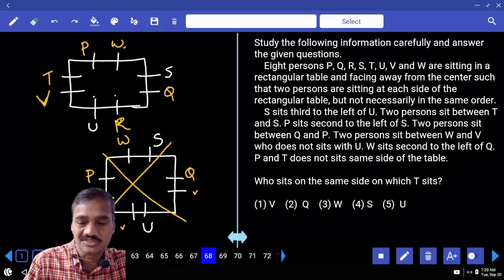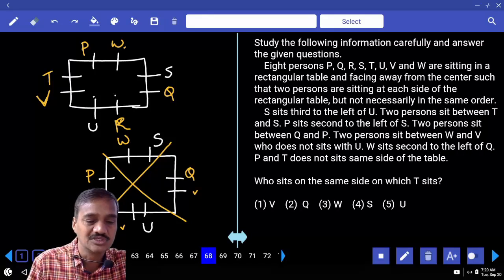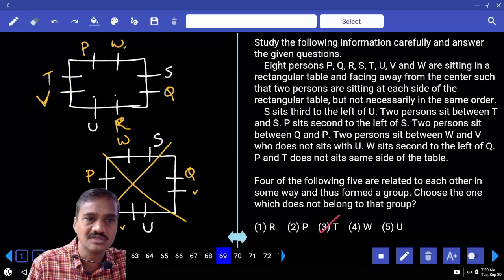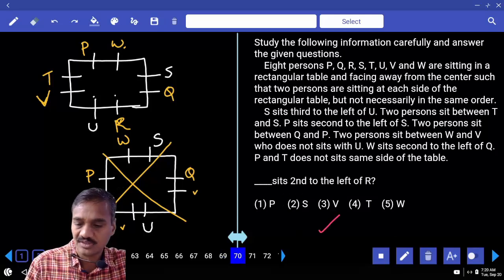Who sits on the same side on which T sits? T and V are on the same side, V, that is choice 1 for 68. Then 69, which of the following is the odd one out? R, P, T, W, U. Except T, the remaining persons are on the opposite sides. Then next, 70: who sits second to the left of R?